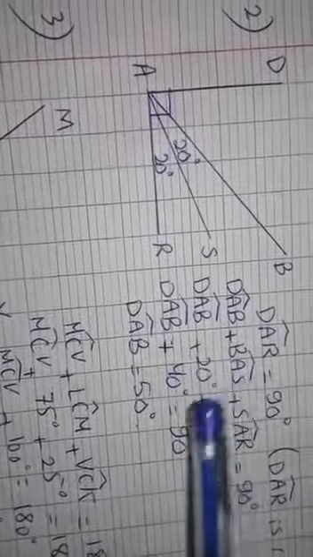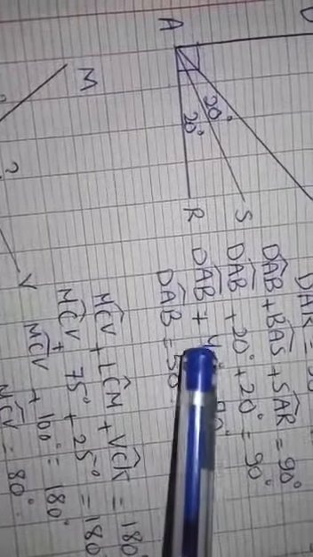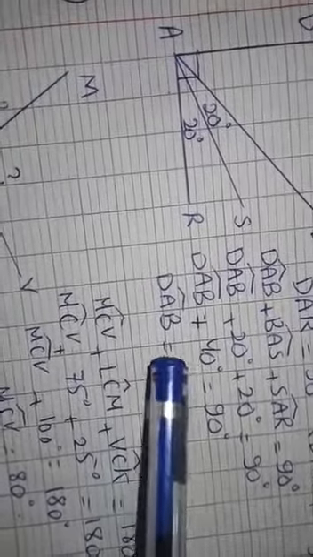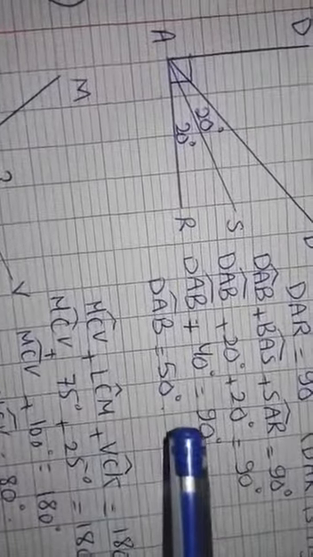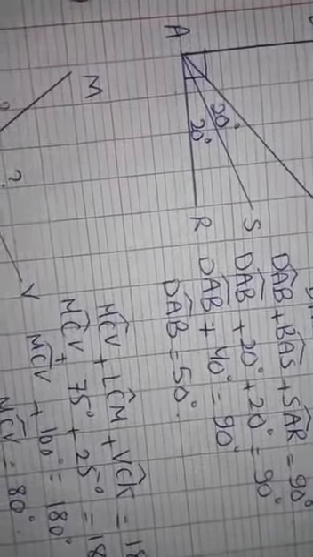We can substitute BAS 20 and SAR 20. So it will be DAB plus 40, 20 plus 20, equals 90. So with 40, what do we add to get 90? It's 50. Or in other words we can say 90 minus 40 is equal to DAB, the unknown.